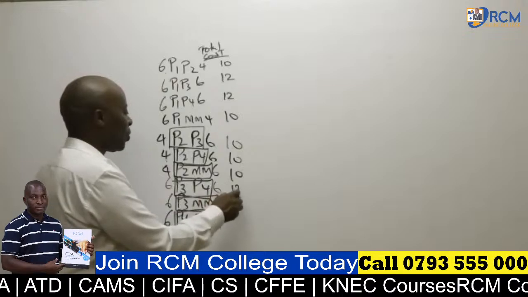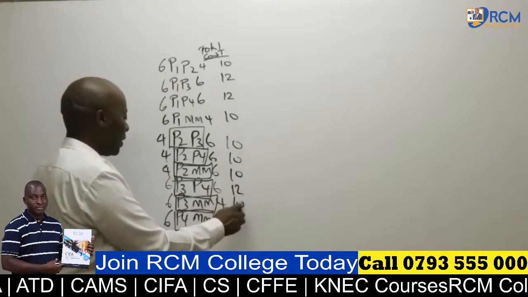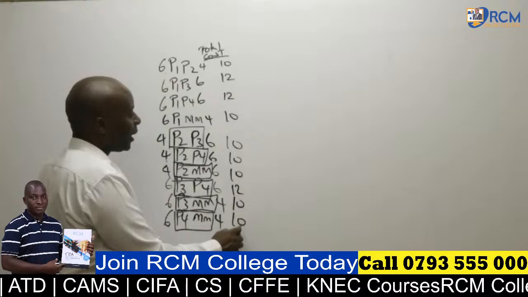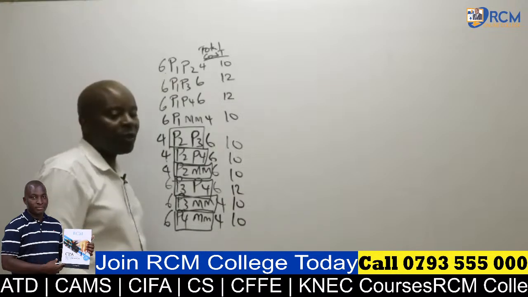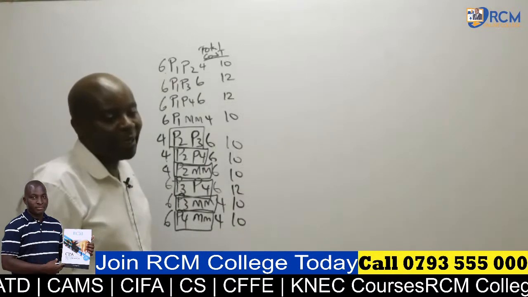6 plus 6 gives me 12. 6 plus 4 gives me what? Here, somebody 10. 6 plus 4 gives me 10. Then it means that there are some couples here who are quite expensive.